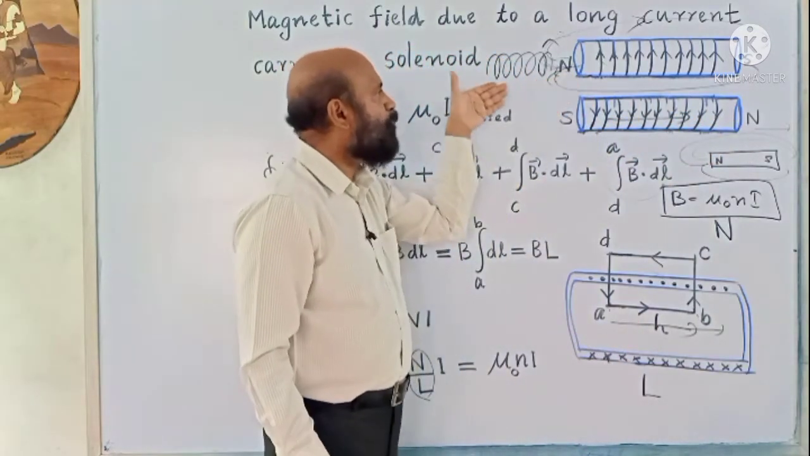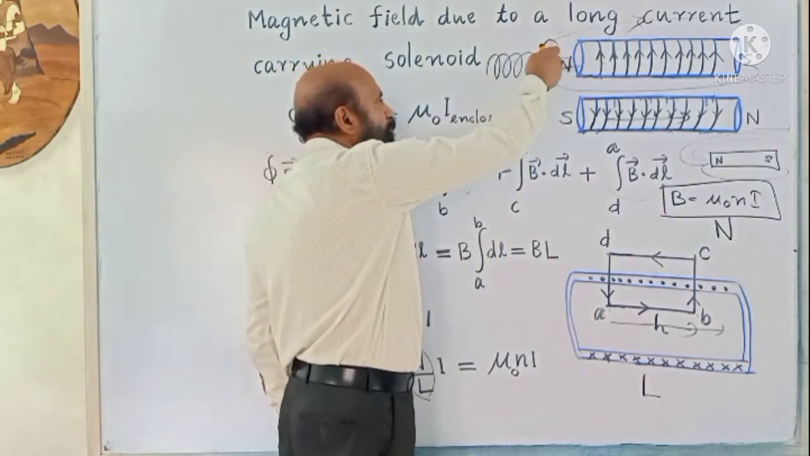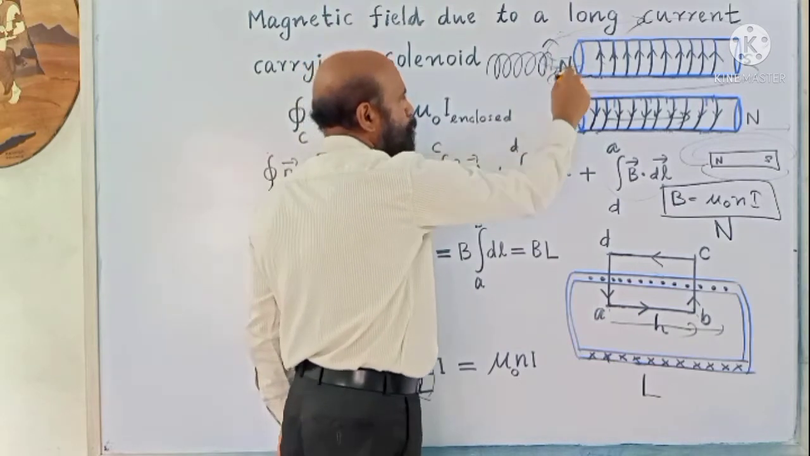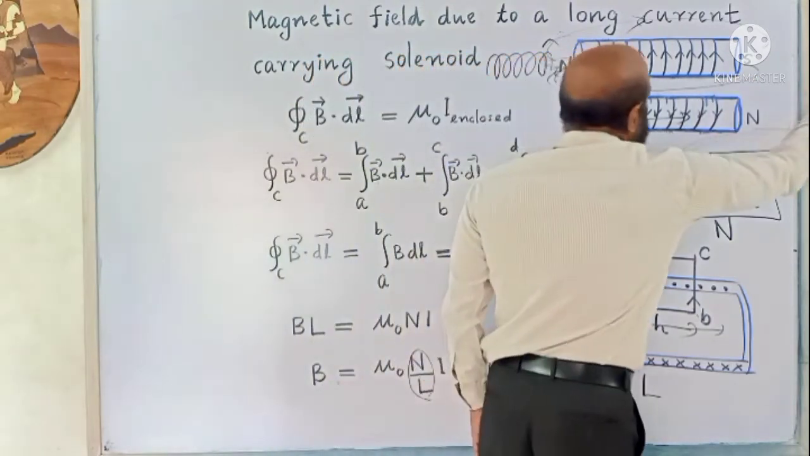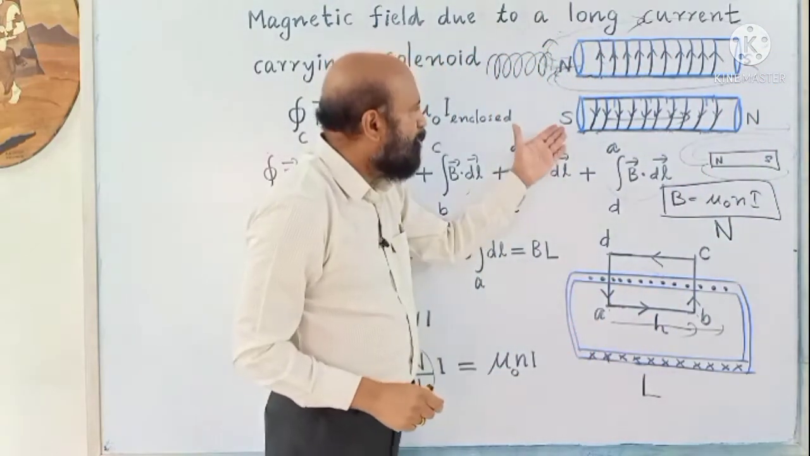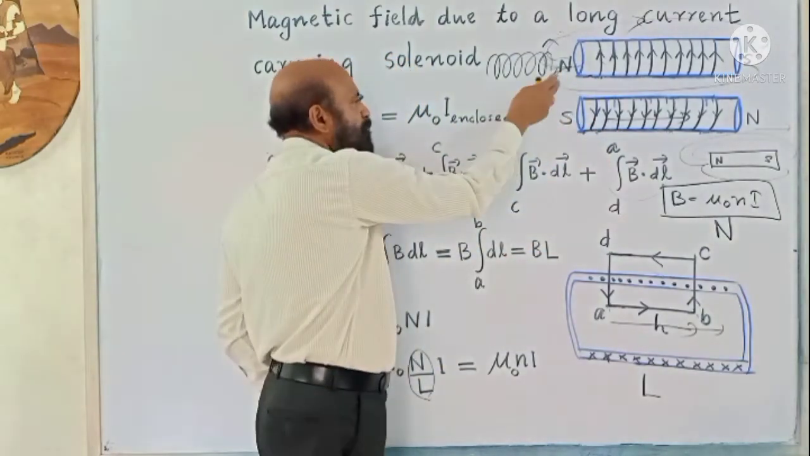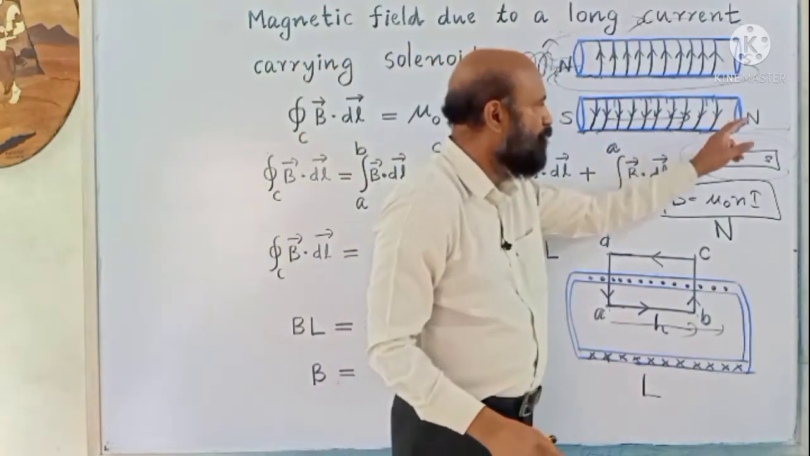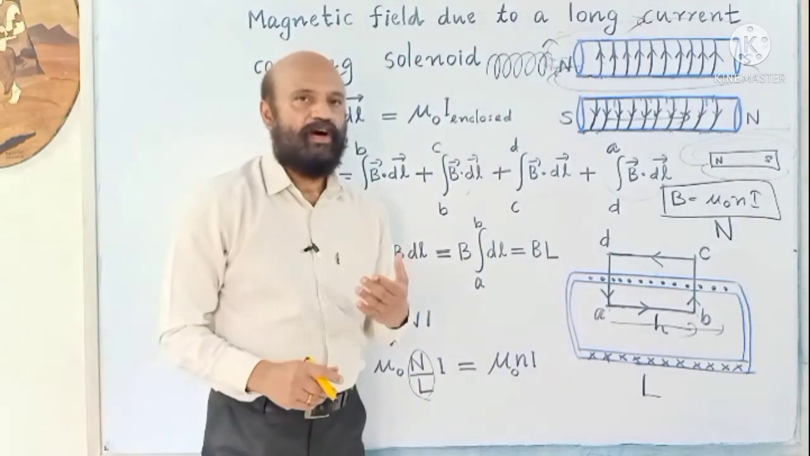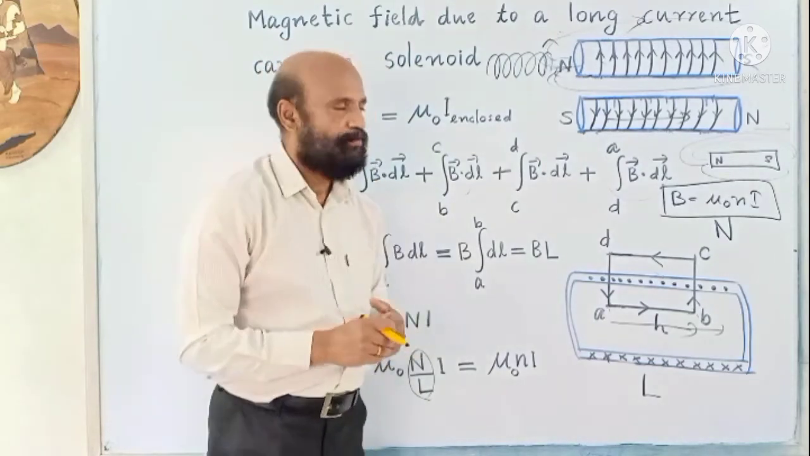So in this case, when we look from this side, current is anti-clockwise. If the current is anti-clockwise, that end is north pole. When we look from this side, it will be clockwise, so that end is south pole. Similarly here, when we look from this side, current is clockwise, so that end is south pole, the other end is north pole. Next, let us see how to determine the magnitude of the magnetic field.